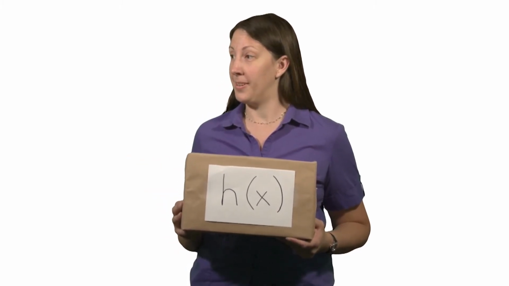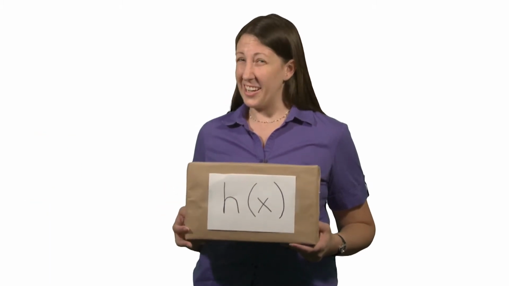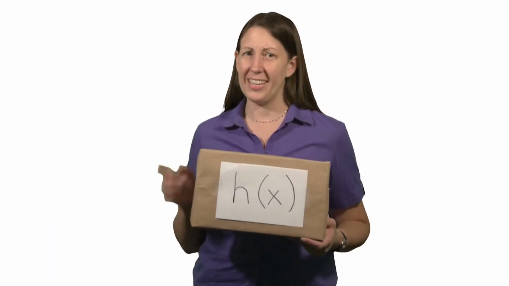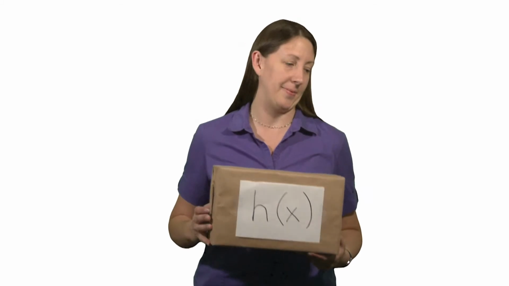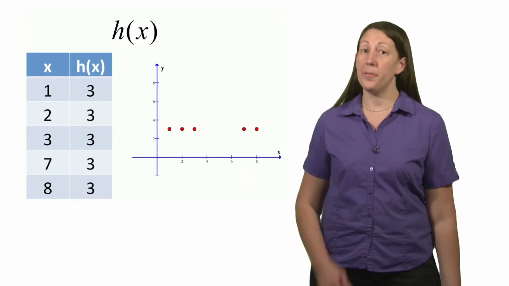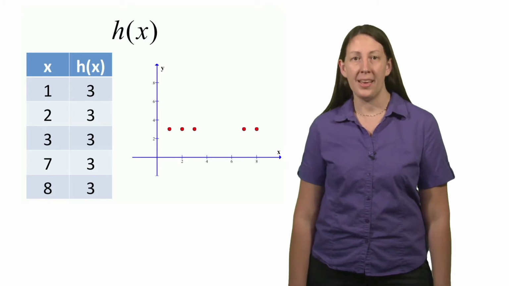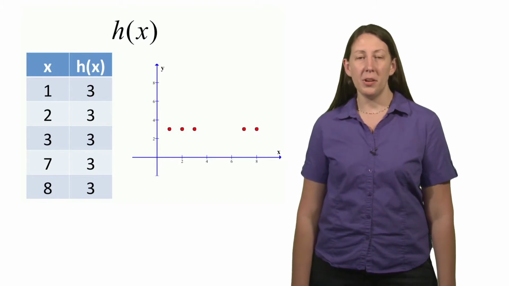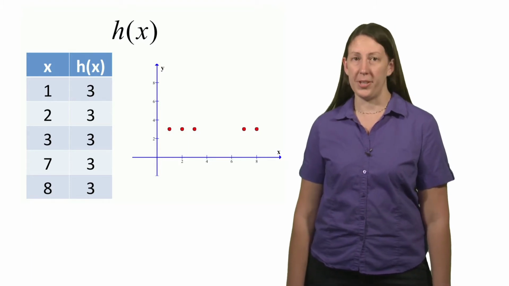What do you think? It doesn't contradict it. It actually is a function. It kind of seems like it's not. Let's see why. The function we just saw, h of x, gave us an output of 3 no matter what the input was. If we graph this function, you notice all of the points lie in a horizontal line.